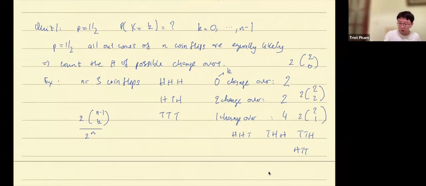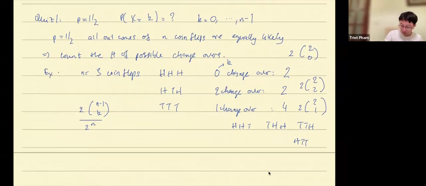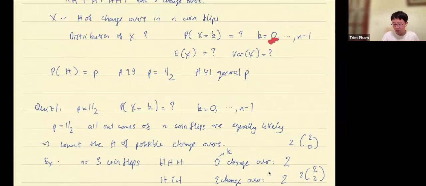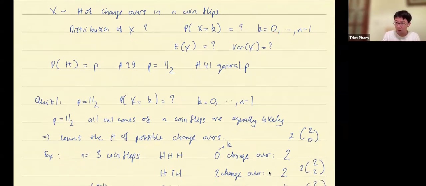But in general, why is this formula true? First of all, do we understand why there can only be 0 to n minus 1 changeovers? Why can't there be n changeovers, for example?